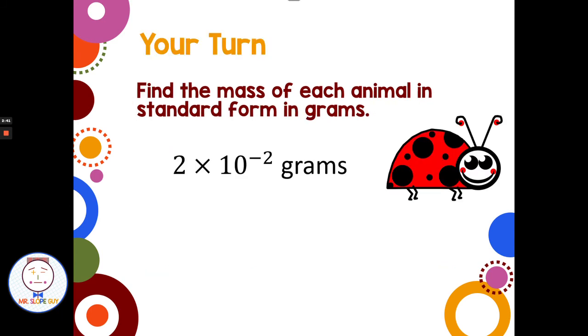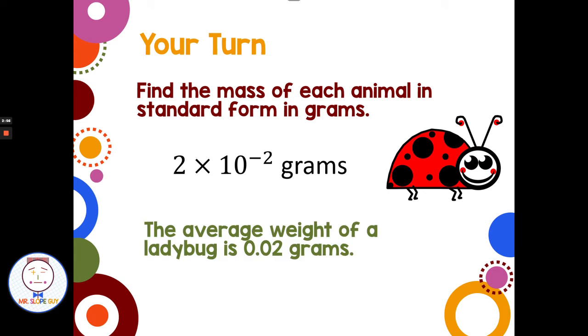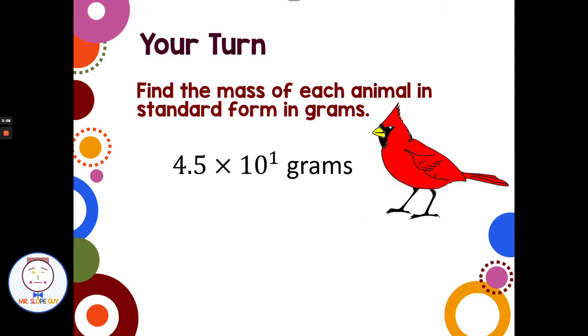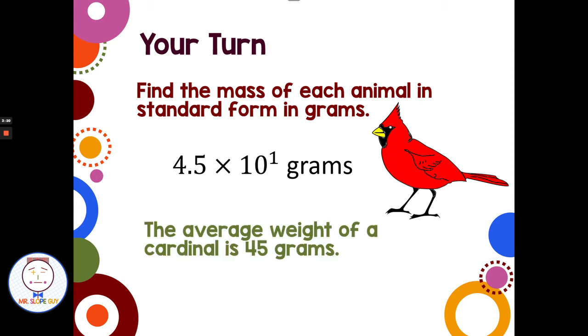Let's do, you guys find the mass of the ladybug in standard form, 2 times 10 to the negative 2 grams. All right, what do you get for 2 times 10 to the negative 2? We move the decimal 2 places to the left and get 0.02 grams. And you guys can now find the weight of the cardinal. 4.5 times 10 to the 1 in grams. Find the weight. Well, we're moving 1 place to the right. Multiplying by 10 will move 1 to the right and give us 45 grams as the weight of the average cardinal.